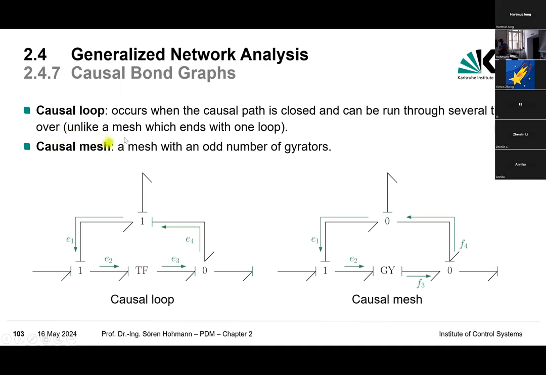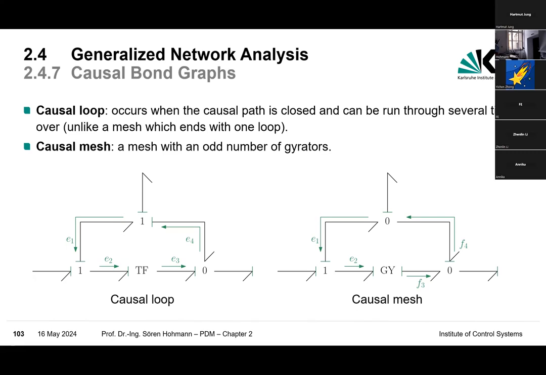And the mesh is similar to that, but with an odd number of generators. Why is this important? If you know the number of causal loops, you know whether there is an algebraic relation in between. Here, for example, if you have a transformer, a 0 junction, 1 junction, 1 junction, what does it mean? And you have this loop here in between, then obviously, what does it represent?